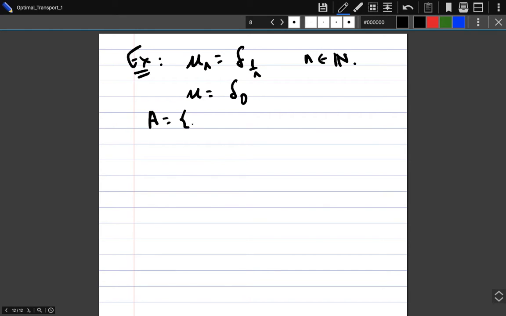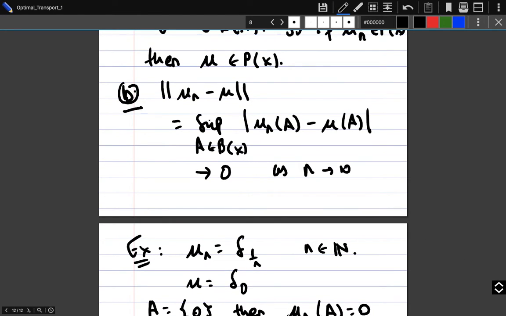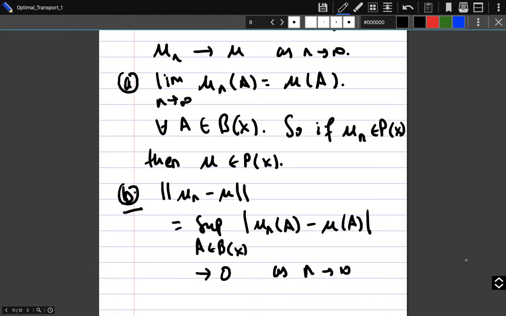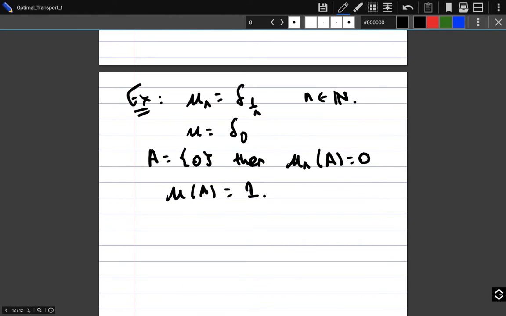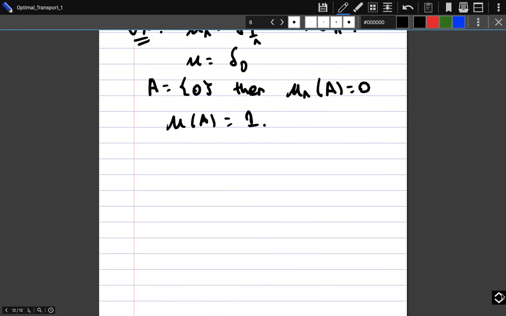Because if you take, for instance, the set A containing only 0, then observe that mu n of A will be 0, whereas mu of A is 1. And so the distance between these is not actually becoming 0 as n gets large, it's at least 1. And so this definition definitely fails, because this sup is bounded below by 1. And of course, the other definition also fails, because mu n of the set containing 0 will evaluate to 0, since that set does not contain 1 over n for any n, whereas mu of A will be 1. So you can see that both of these definitions fail, and so we need something better.